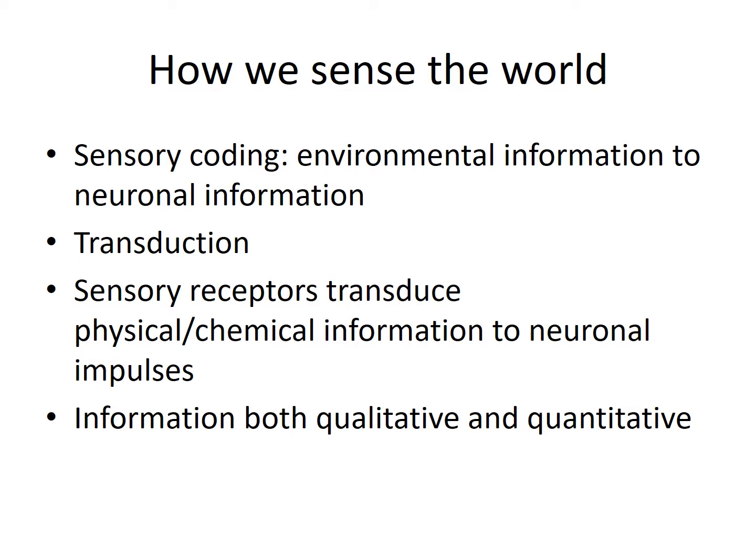So sensory coding, basically the idea there is it goes from environment to neuronal information, gets transduced. Sensory receptors transduce physical and chemical and whatever form of information to neuronal impulses. Qualitative and quantitative. Quantitative is how much, how bright something is, how loud something is. Qualitative is sort of your interpretation of that. There's a sense to which there's something that it is to see green or think about trees. That sort of idea is the qualitative aspect of perception.